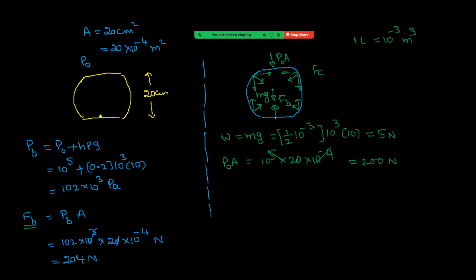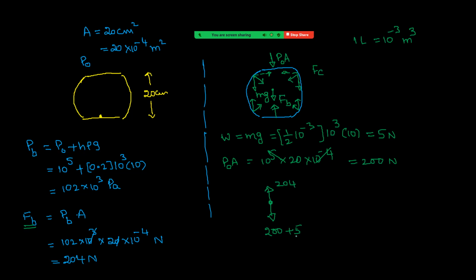But the force by the bottom of the vessel on the liquid is 204 upwards. I'm drawing here. P naught A 200. Weight of liquid 5. So 205 downwards. By the bottom of the vessel on the liquid, 204. But we are knowing that liquid is in equilibrium. That means net force on that should be 0.